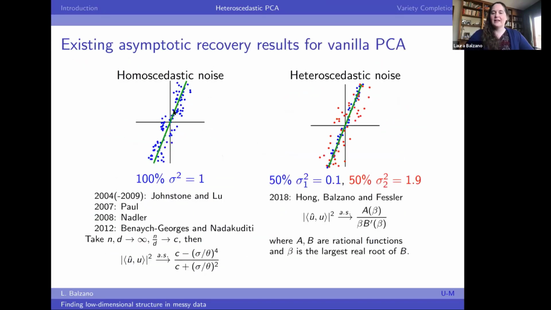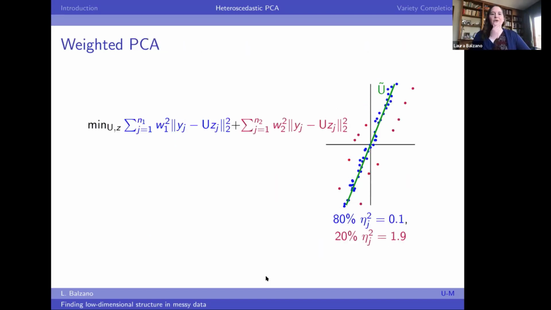Okay. So the analysis that we did for still vanilla PCA, but with heteroskedastic noise, recovered a very similar model. It's a ratio of rational functions. I'm going to show you in a little more detail what that is in a minute. But it's very simple to compute in the same way as this, and it does reduce to the homoskedastic case when you do have all the noise variances being the same.